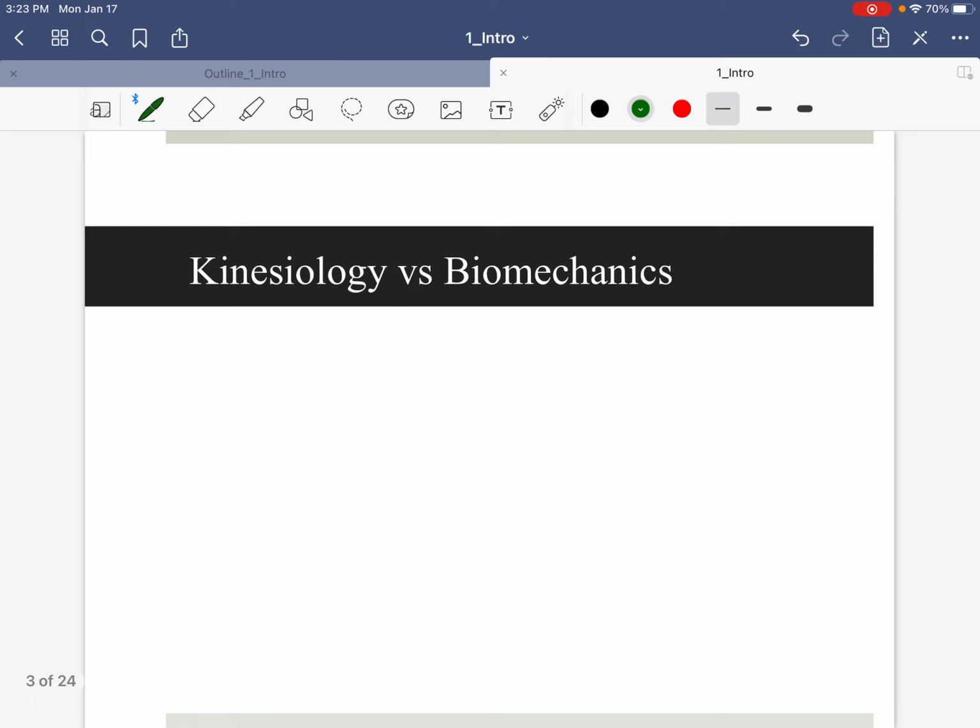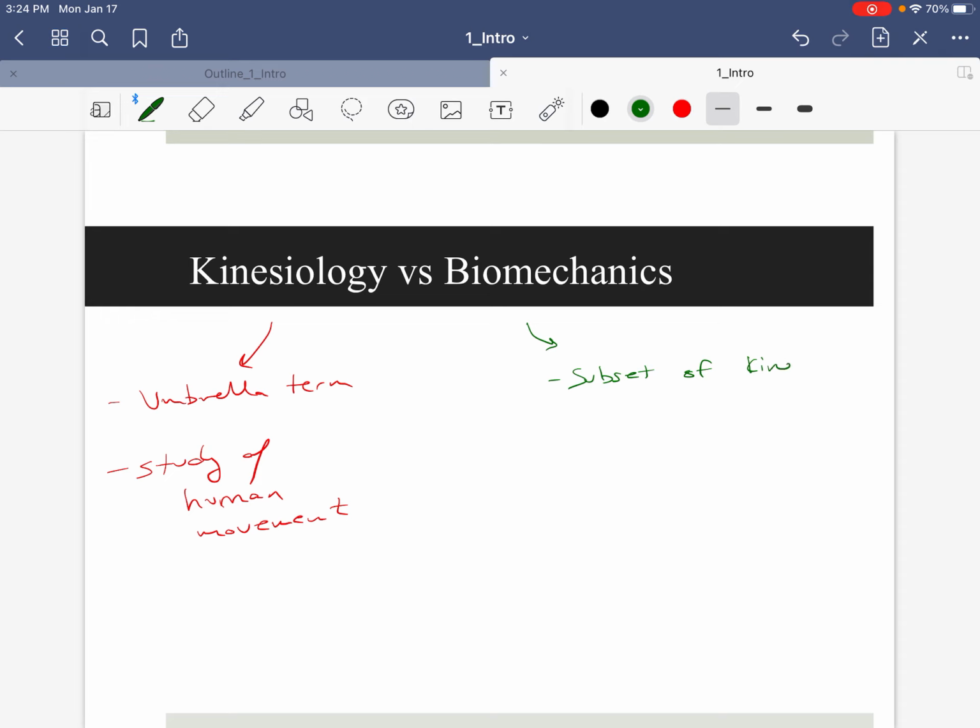So if I had to break it down, we would remind ourselves that kinesiology is the umbrella term, right? It's the umbrella term for describing human movement. You'll forgive me for writing it down and maybe repeating, but that just means that it's really important for you to know, right? And then we can talk about biomechanics. This is a subset of kinesiology, so it's under the umbrella.